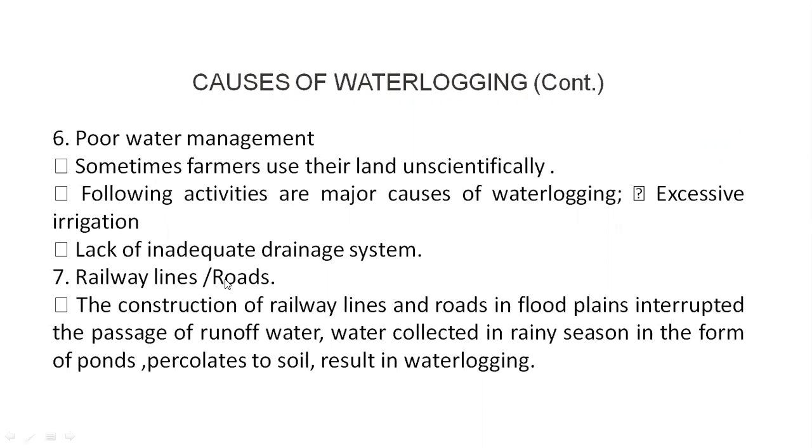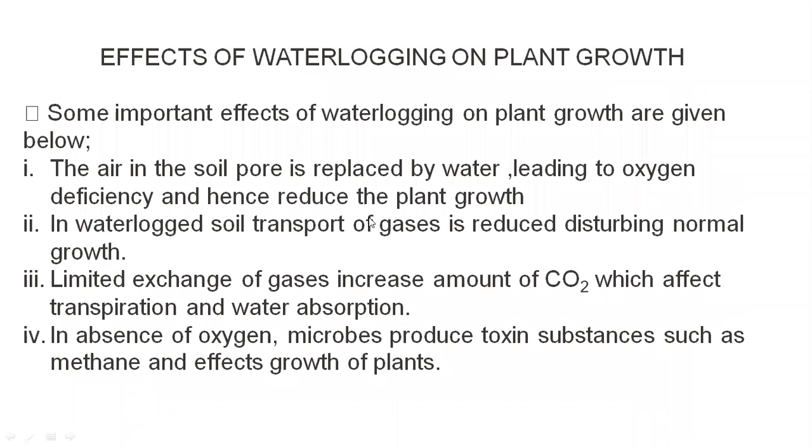Railway lines and roads are constructed in the way of the main channel, or roads in floodplains are built, and that interrupts the passage of surface runoff water. Water will be collected in the rainy season in the form of ponds and percolates into the soil, resulting in waterlogging.